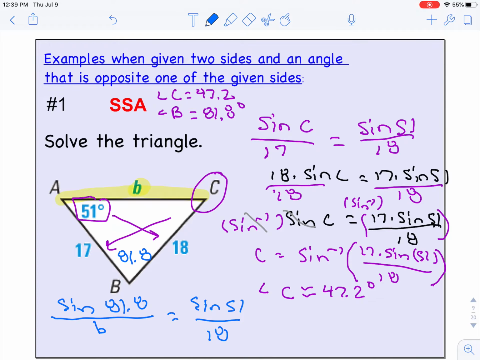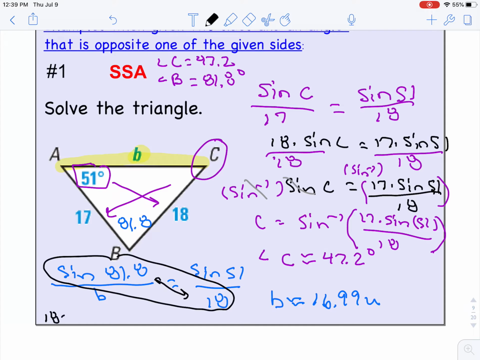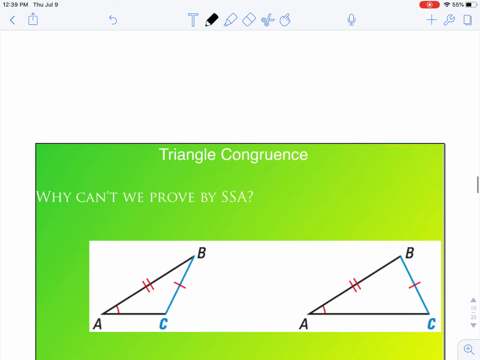So when we calculate this side length now, cross multiply, and etc., I'm going to just write down that the answer here is 16.99 units. So again, you're cross multiplying, but you really could just do this means exchange. But when you cross multiply right here, your intermediate step would be 18 times the sine of 81.8 equals B times the sine of 51, and then you're going to divide. So if you didn't get that answer, this is what you needed to do.